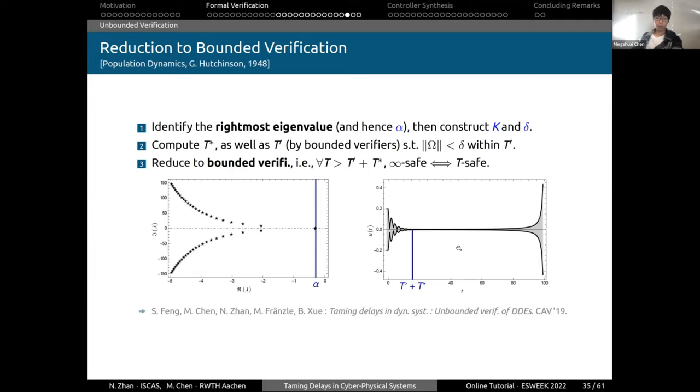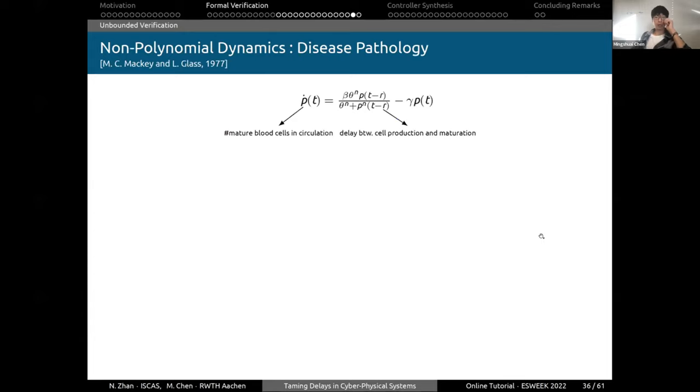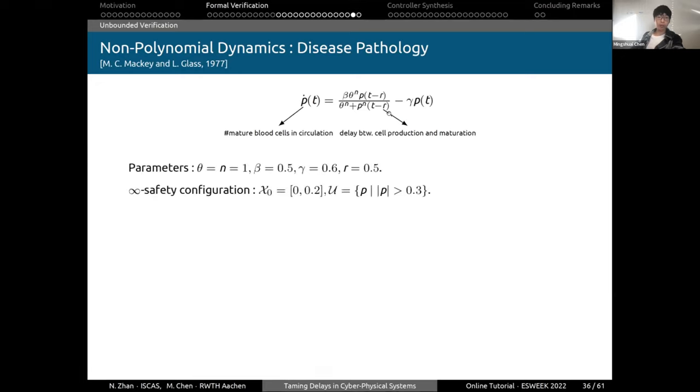For more details, you can refer to our paper at COF 2019. Now I will illustrate the idea using some concrete example. So this is a dynamical system modeling some disease pathology. Here you can see we have some rational functions which are not polynomial anymore. And by instantiating the parameters appropriately, we get an infinite verification configuration where we are interested in such an initial set. And we have an unsafe set of states.